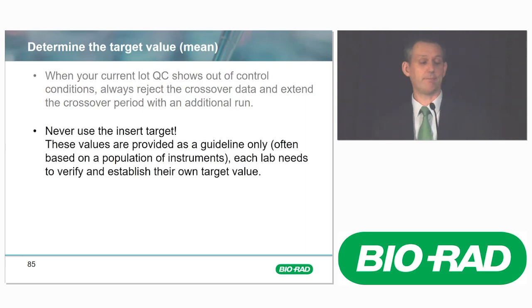Again, like I said before, don't just take the insert value and set that as a target. Don't take the peer group value and set that as a target. It's interesting information, and again, if you use your assayed controls, the mean that you're establishing should be within the range of the insert, but it doesn't have to be the insert.